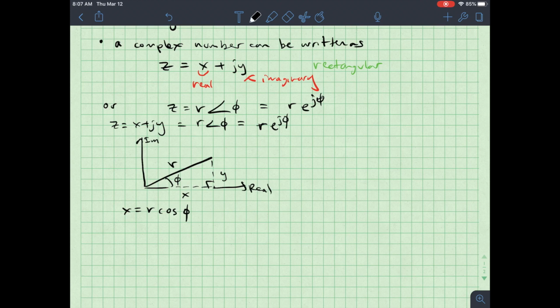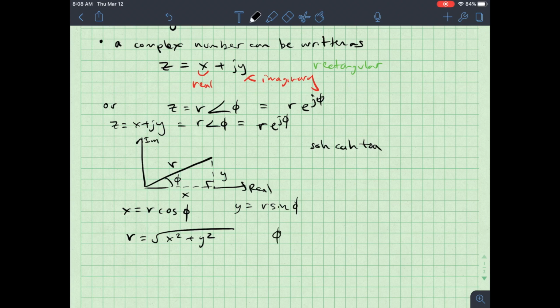X is equal to R cosine of phi, because X is the adjacent, and I'm sure you all remember SOHCAHTOA or something similar to that. So cosine is adjacent over hypotenuse. So X is R cosine phi, which means Y is equal to R sine of phi. On the other hand, if I have x and y, I know r is the square root of x squared plus y squared, thanks to Pythagorean theorem. And then phi is somewhat difficult.